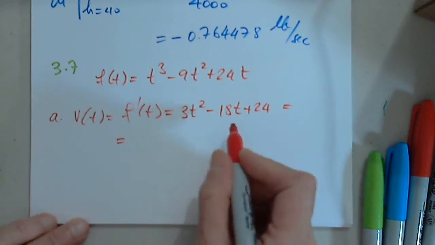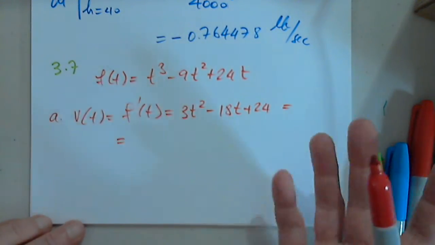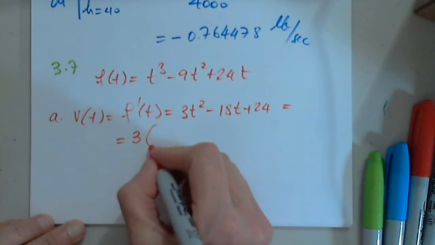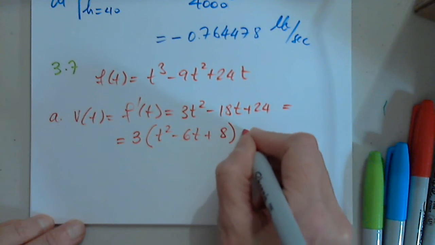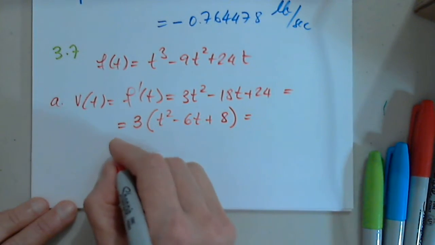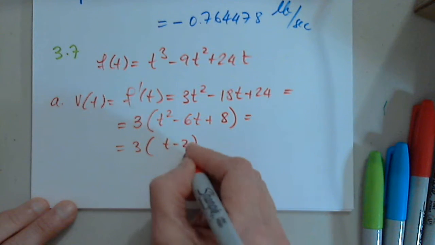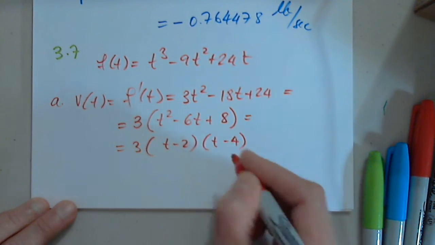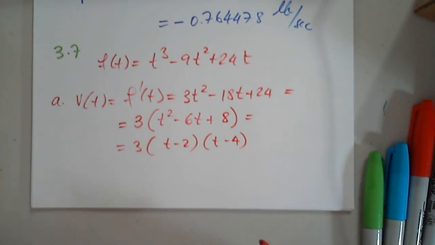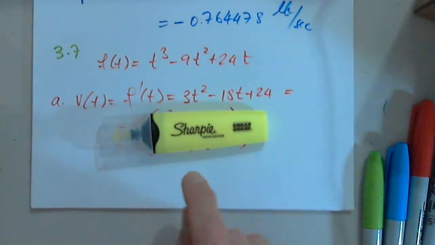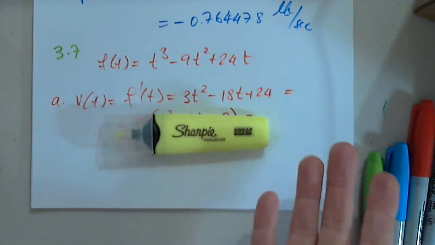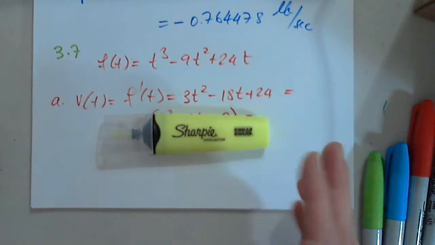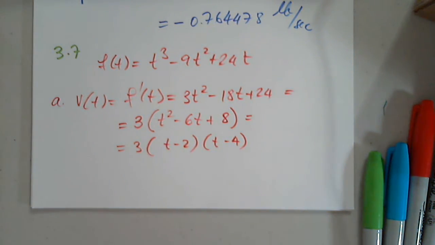And I want to always think in terms of factor and simplify, so I have a 3 outside, and t squared minus 6t plus 8. And also I notice that I can quickly factor this into t minus 2, t minus 4. And you can say, why are you doing this? It's not needed here, but I already read ahead, and I know at some point it's going to ask me about direction. So I already have it set up.